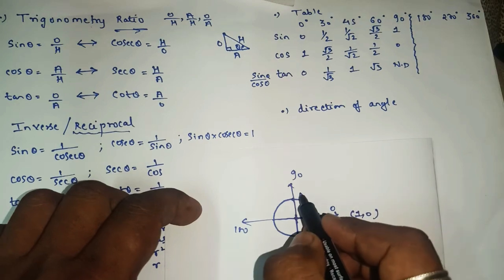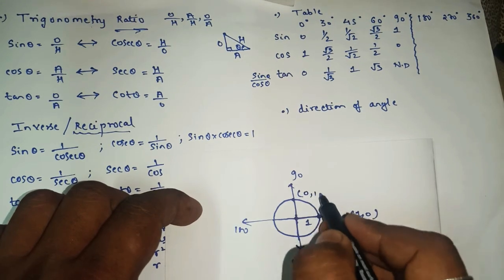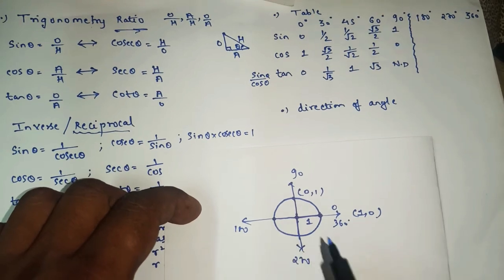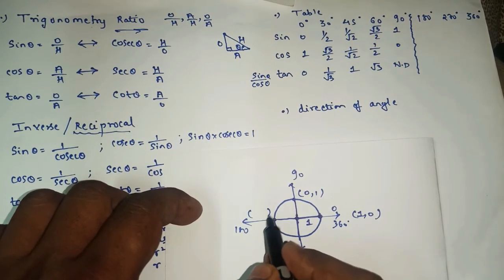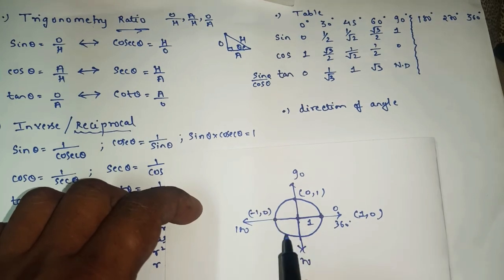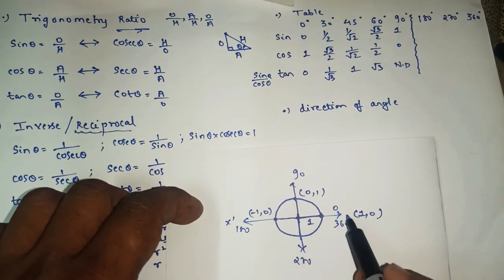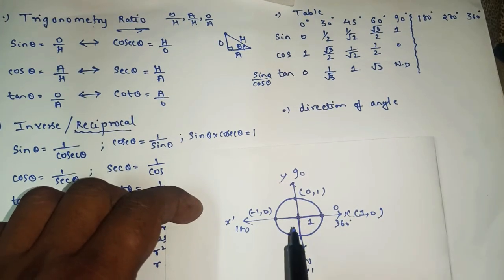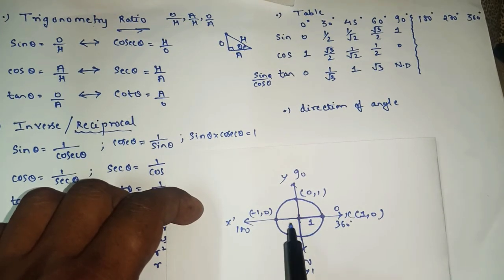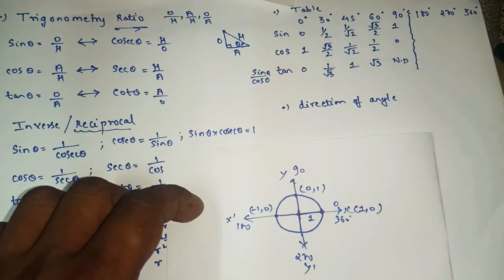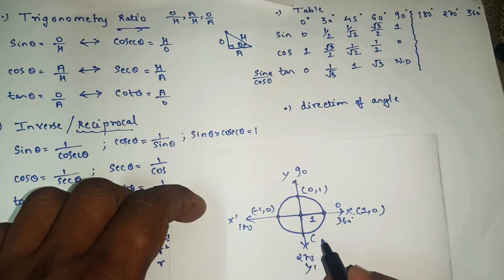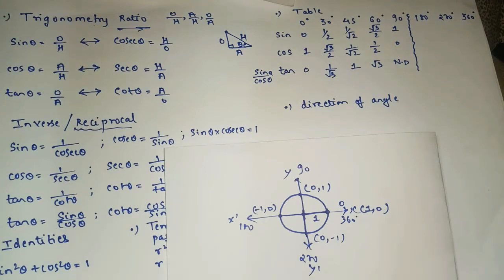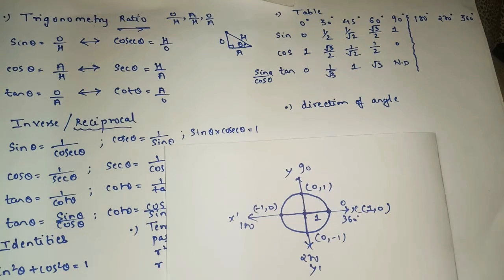Here the coordinate will be, on the y-axis, 0 comma 1. On this axis it will be minus 1 comma 0, as this is x dash, this is x, this is y and this is y dash. So here the answer will be negative. Here it is positive, positive and negative. And on the negative y-axis it will be 0 comma minus 1.